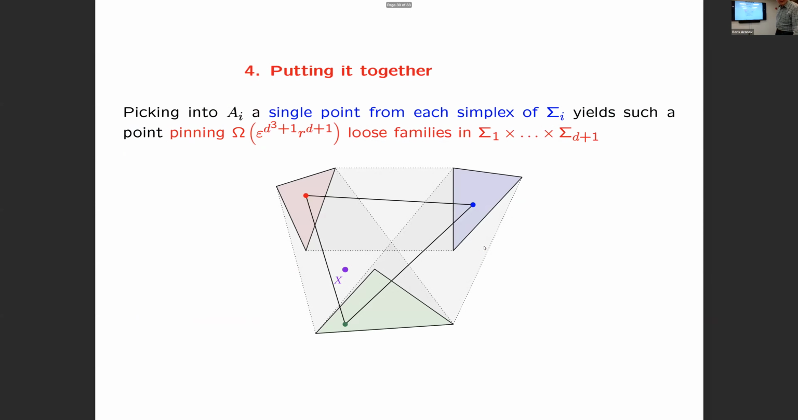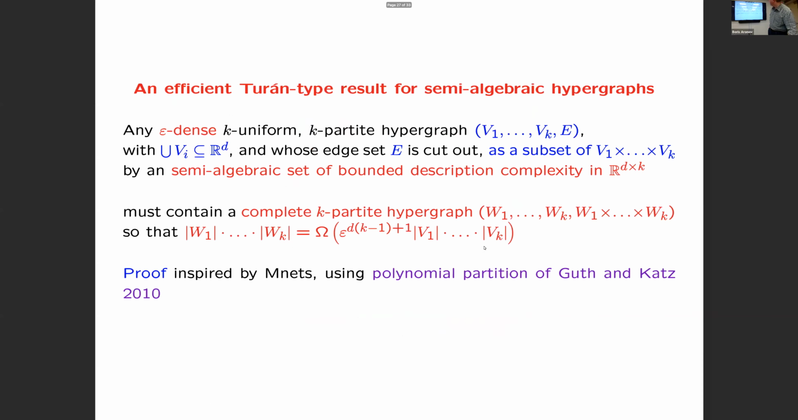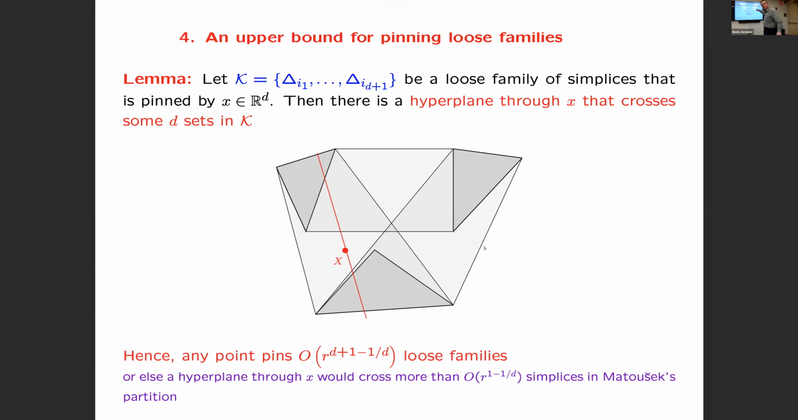So this is the general idea. Though the original hypergraph is not semi-algebraic, the property of being tight or loose is semi-algebraic. It's determined by the position of the vertices of the simplices. And here we can combine the semi-algebraic Turán-type lemma with the result of Karasev.